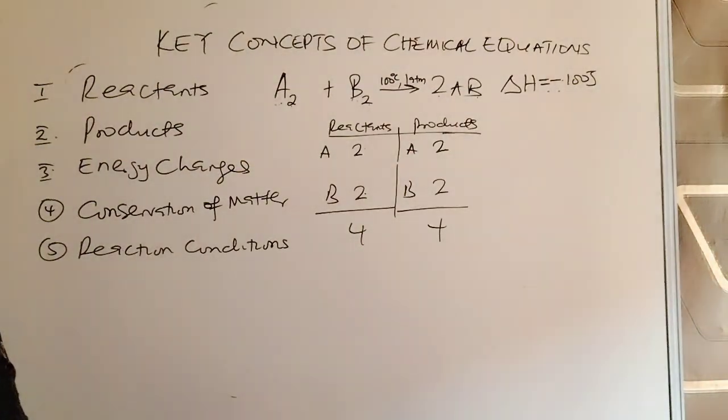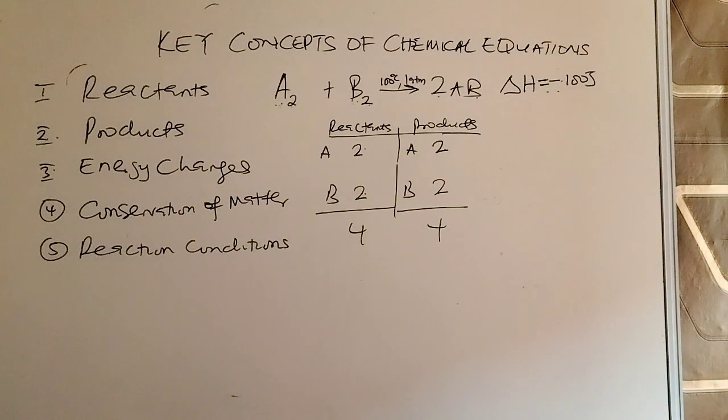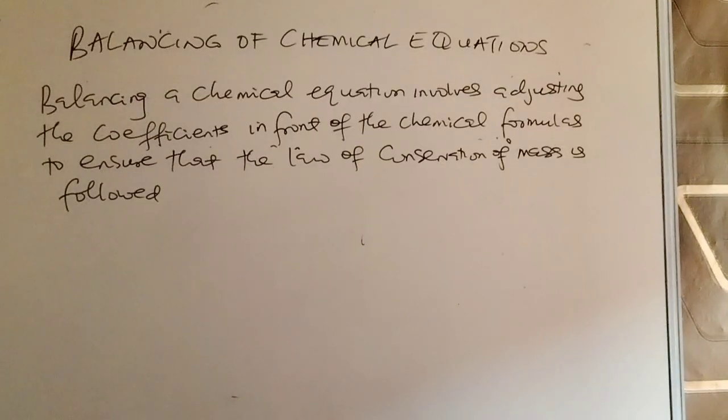So having done that, the next thing we're going to do now is the balancing of chemical equations. We're going to learn what is meant by a balanced equation and how to balance chemical equations. So we'll look at the board, balancing of chemical equations.